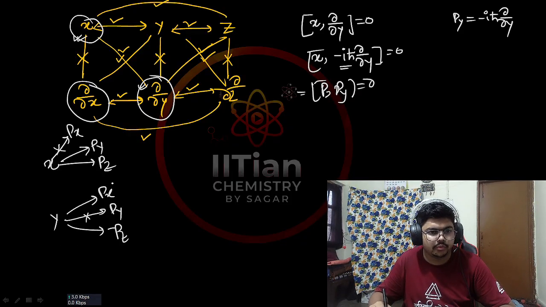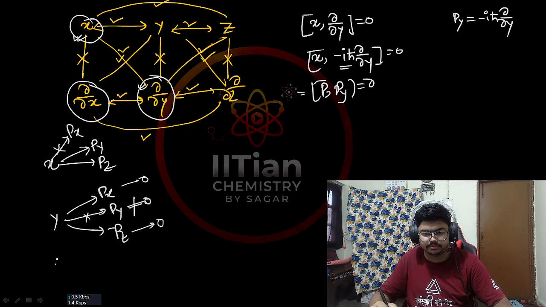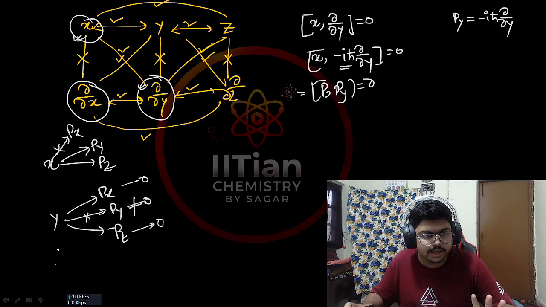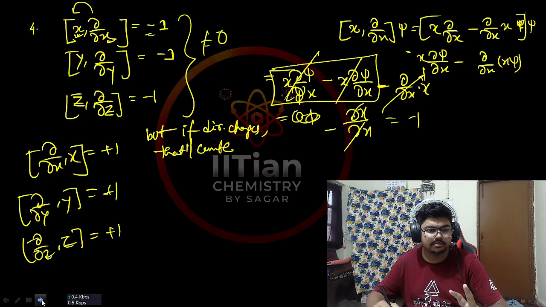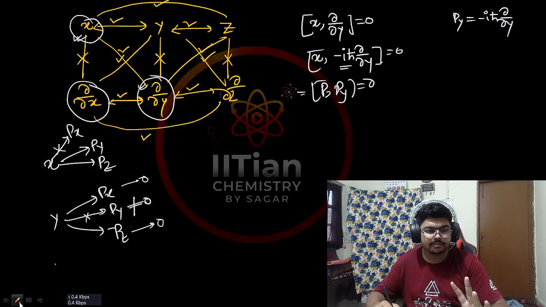Will commute means the commutator's value is 0. Will not commute means the commutator value is not equal to 0. Similarly for z. So these are another significant conclusion of the operator properties we have already seen.